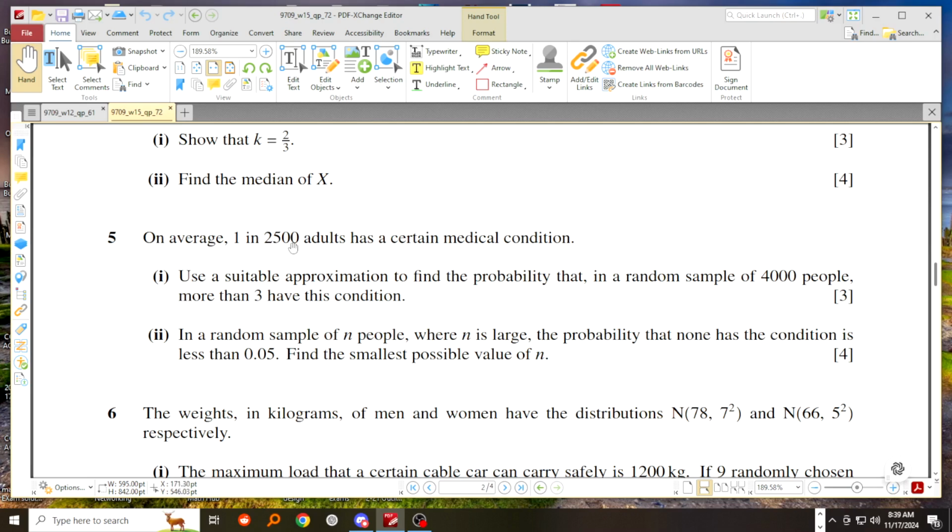On average, 1 in 2,500 adults has a certain medical condition. Roman 1: use a suitable approximation to find the probability that in a random sample of 4,000 people, more than 3 have this condition. 3 marks. Roman 2: in a random sample of n people, where n is large, the probability that none has the condition is less than 0.05. Find the smallest possible value of n. That's 4 marks. So let's see what the solution is.